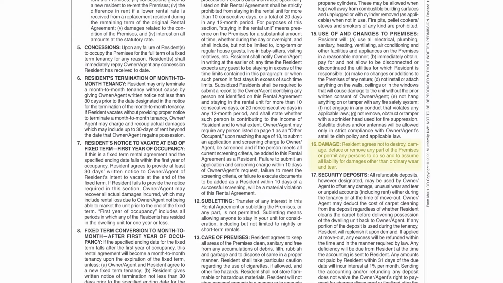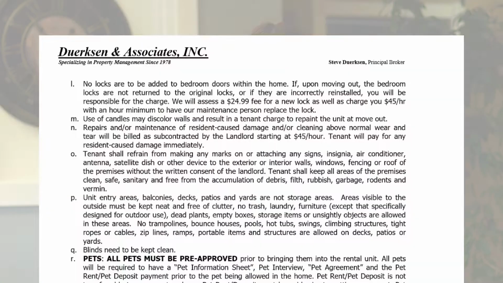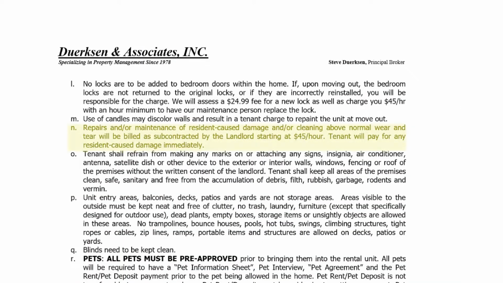Use of and charges to the premise. You'll use all electrical, plumbing, heating, and all facilities in a responsible manner. You will not make any changes or additions to the premise of any nature. You agree not to destroy, damage, or remove any part of the premise or permit someone to do so. You'll assume all liability for anything above ordinary wear and tear. Repairs or maintenance of damage caused by you or cleaning above the ordinary wear and tear will be billed and subcontracted by us starting at $45 per hour. Do not hire your own contractor.